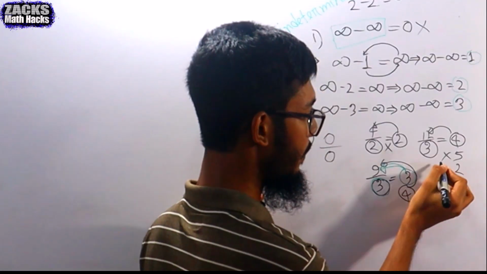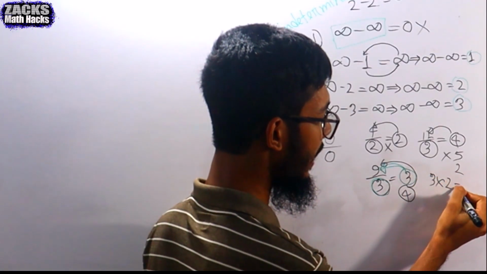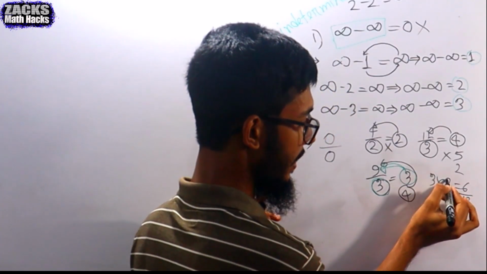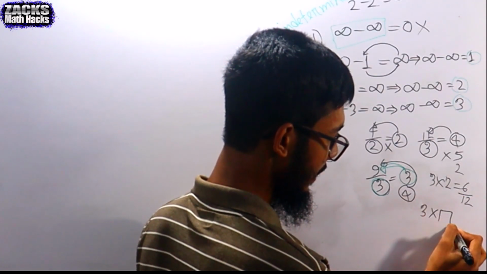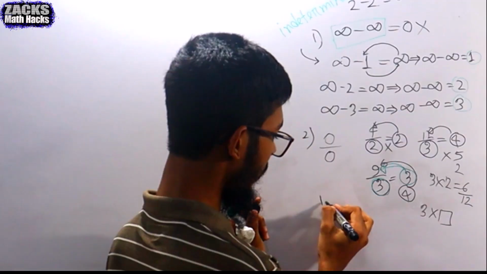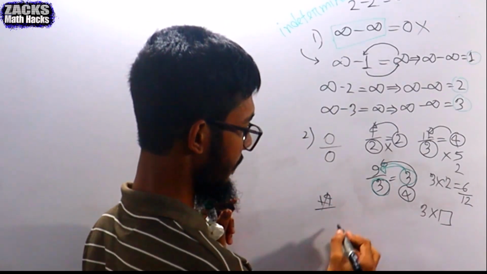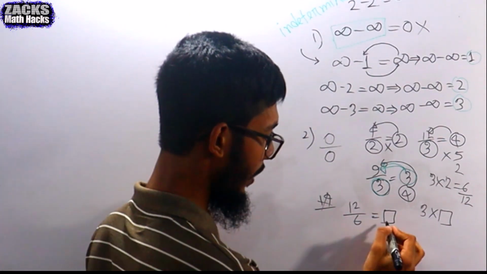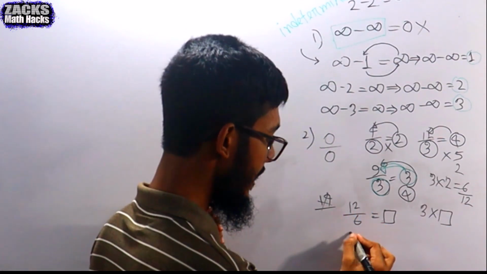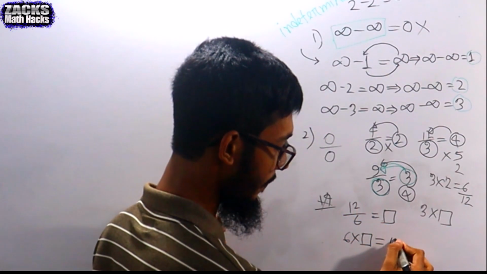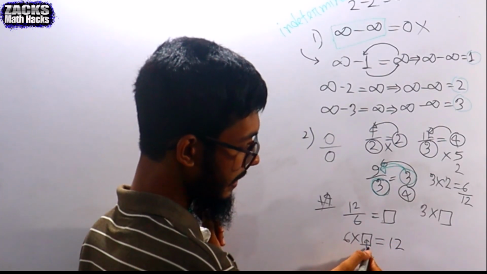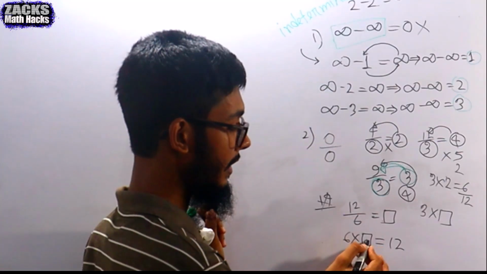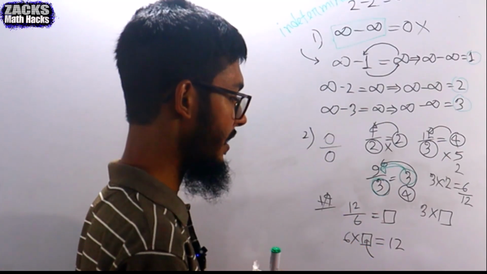Why not 2? If we multiply this 3 and 2, we get what? 6. We don't get 12. Another example, like 12 by 6. Tell me what is the result. Simply, what is the value of this box? 6 multiply box equals 12. If we put in any value and we get our 12, then this is the answer, right? You know this kind of logic.